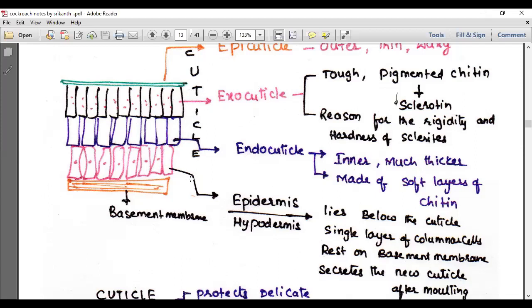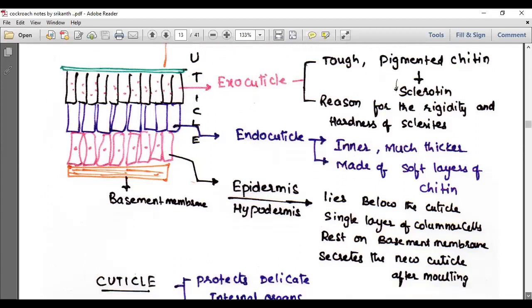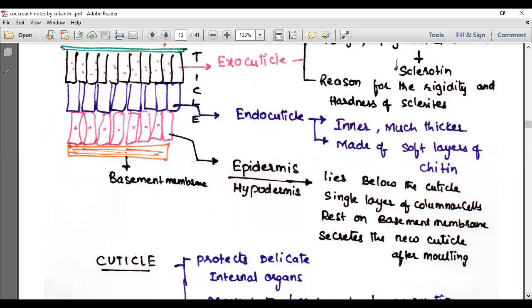Far lower it is. That's why what do you call this? Epidermis is also called hypodermis, which lies below the cuticle, a single layer of columnar cells. Then the basement membrane, which lies over here. Okay, so that's it.